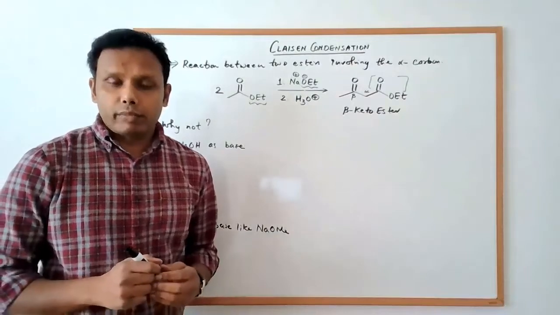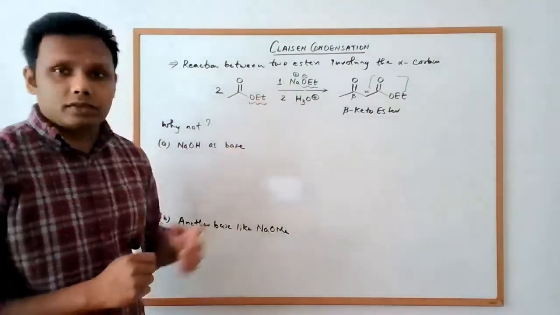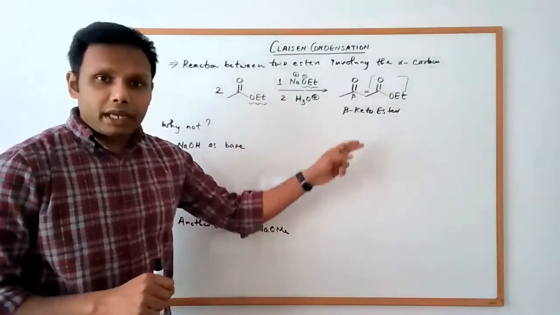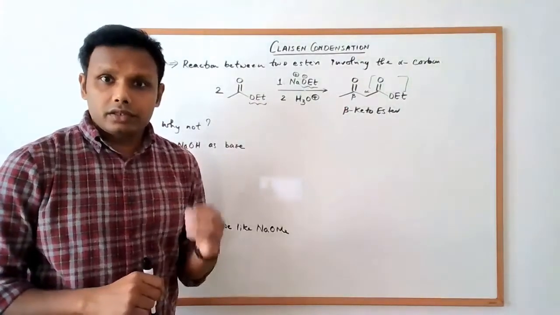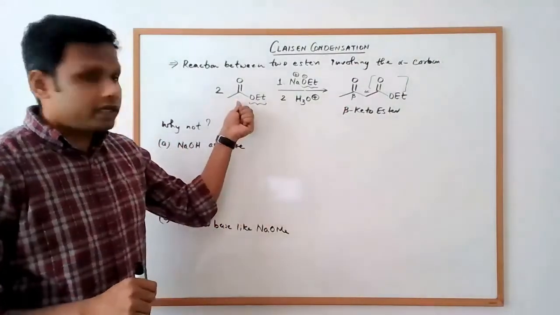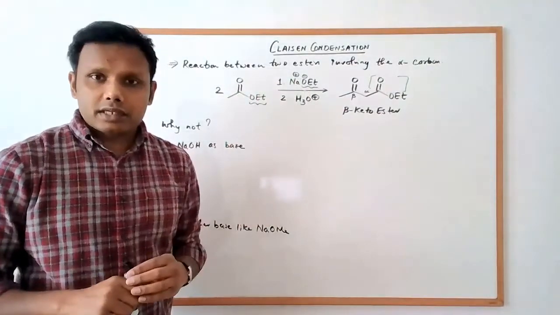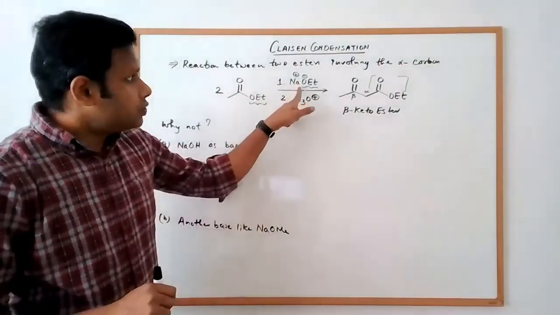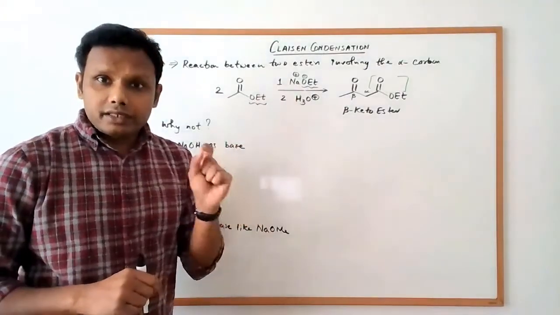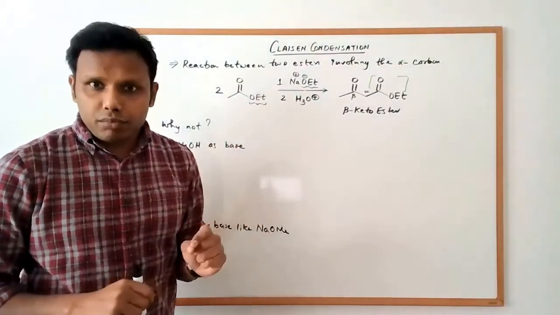Now that we know the mechanism of a Claisen condensation, how a beta-keto ester product is formed starting from an ester under basic conditions, let's try to understand why the nature of this base or the identity of this base is important.